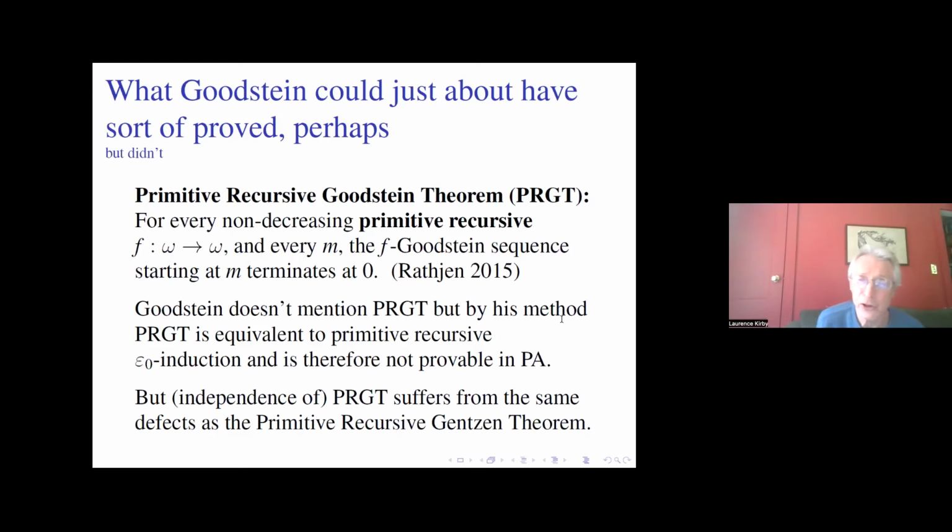We can state a primitive recursive Goodstein theorem, or PRGT, which just says you talk about the primitive recursive f. Of course, that's all you need to get the primitive version of epsilon zero induction. And this can be written as a first order statement and is a bona fide independence result. But this suffers from the same defects as what I said for the primitive recursive Gentzen theorem. First of all, I don't think this could have been done in the 30s, so I may be wrong. And second, it certainly codes logical notions and is not very simple.